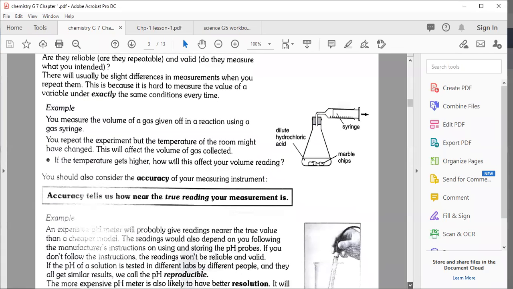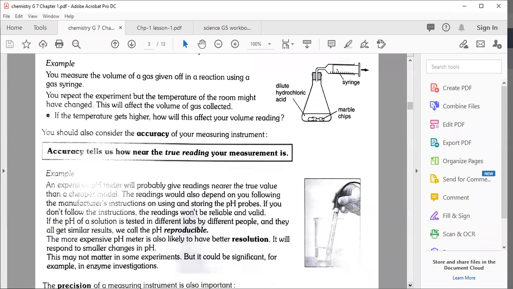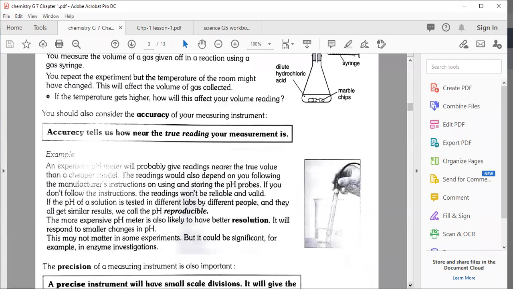After that, we are going to discuss accuracy. What is accuracy? The definition of accuracy is mentioned here. For this, we also discuss another experiment, another example. Accuracy tells us how near the true reading your instrument is. That is actually your accuracy. Okay, let's see this example in detail.